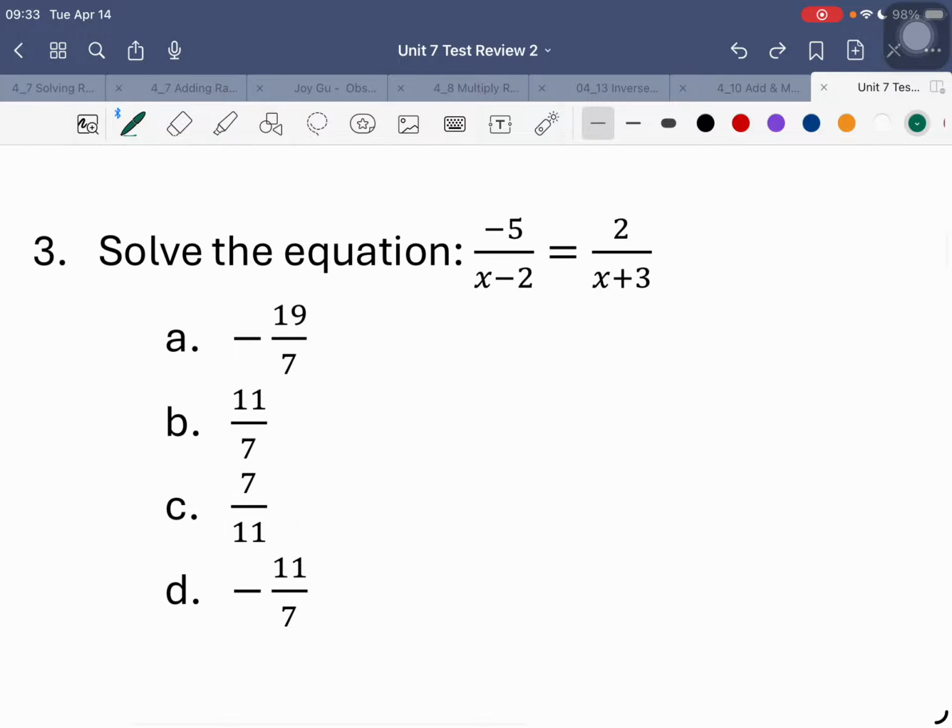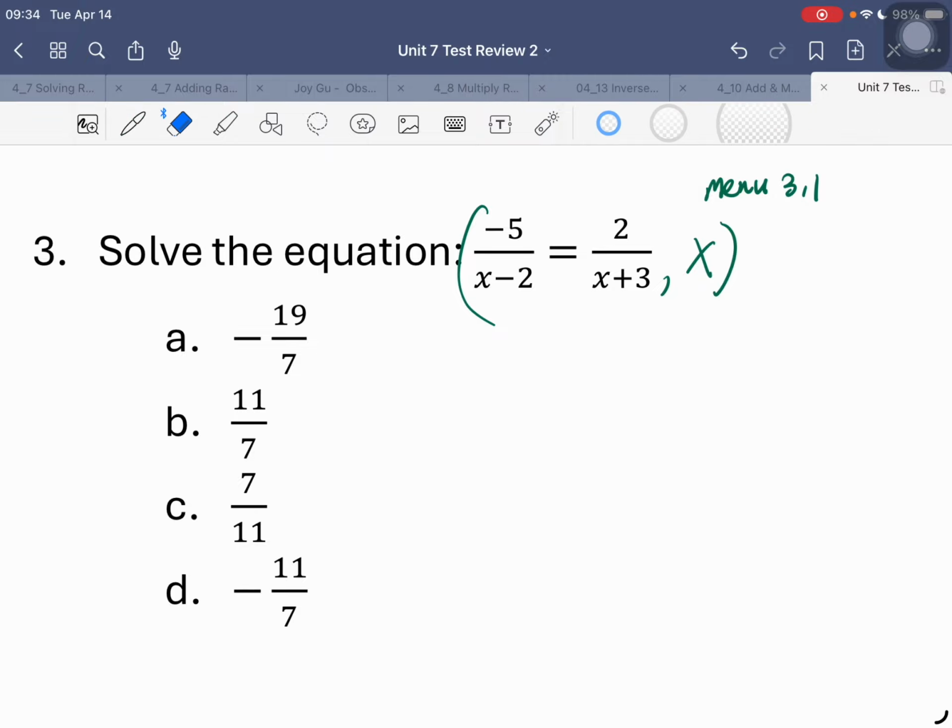Now, question 3. Question 3, you can either find the LCD and solve the top, or you can use cross multiply. And for my on-level classes, you may just use menu 3-1 and type the entire thing, comma x, inside menu 3-1. That's for my on-level classes, because every time you see solve, you can use and solve.